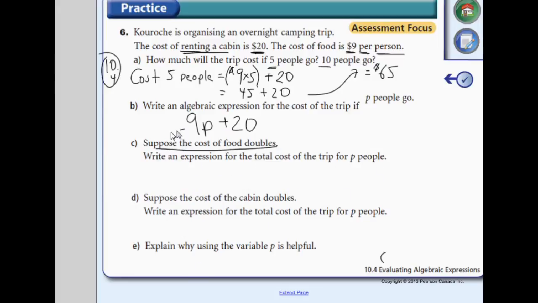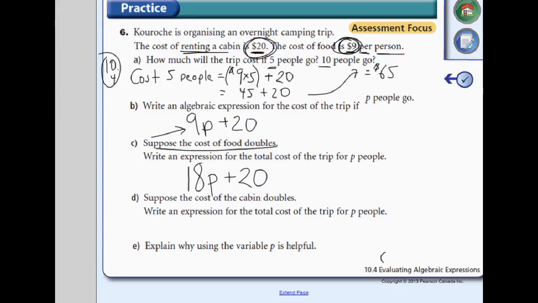Well, the cost of food is doubling. Here's the cost of the food, the 9. It was $9 per person. Well, that's going to now be $18. That's the only thing we change. We do 18 times P, which is 18 times the number of people. And notice the $20, the cost of renting the cabin, stays the same in that case. So we just have a new expression here.